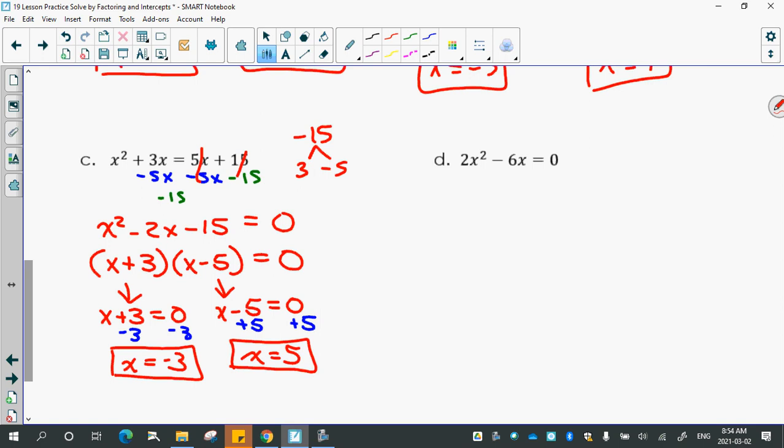So check for common factors first. Is there common factors? No. Yes, there is. What's in common with both terms? 2x. Okay, so then 2x squared divided by 2x is x. Negative 6x divided by 2x is negative 3.